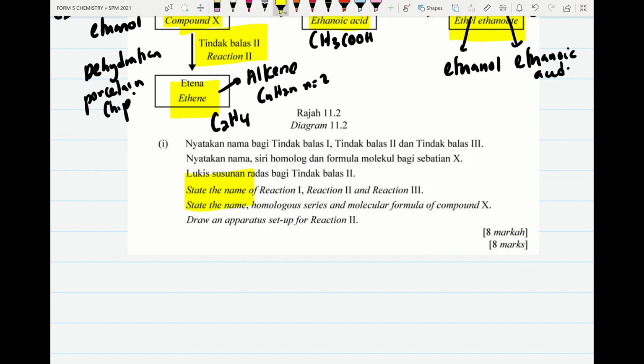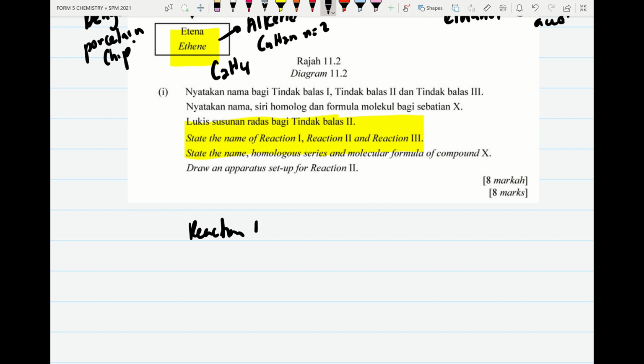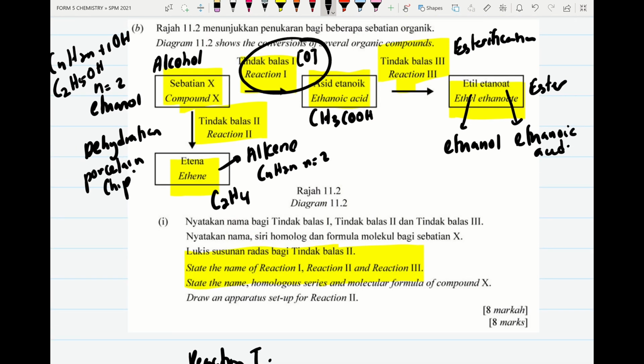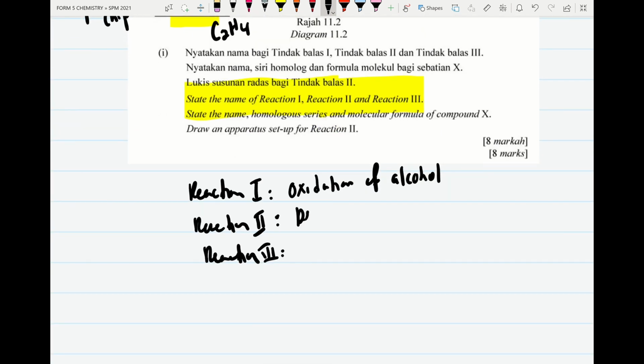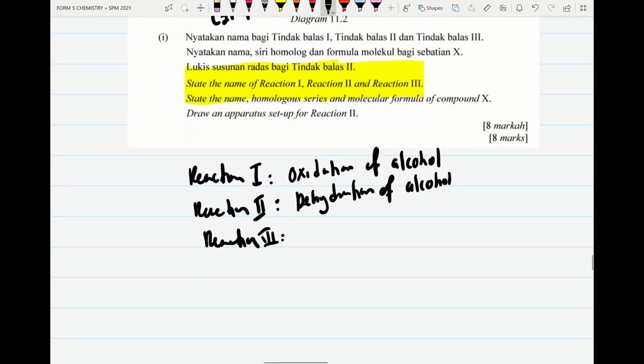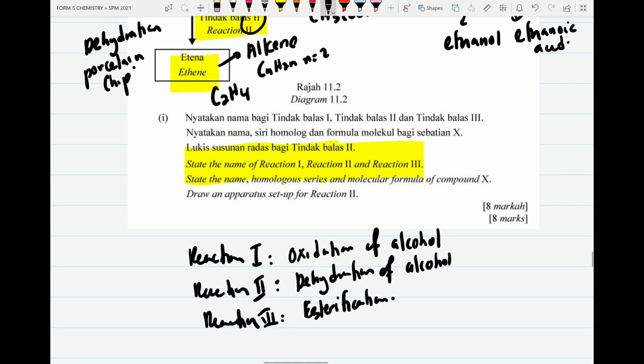First question: state the name of reaction 1, reaction 2 and reaction 3. Reaction 1 is known as oxidation of alcohol. Reaction number 2 is known as dehydration of alcohol. Reaction number 3 is known as the esterification process. All right, so we have already scored 3 marks here.